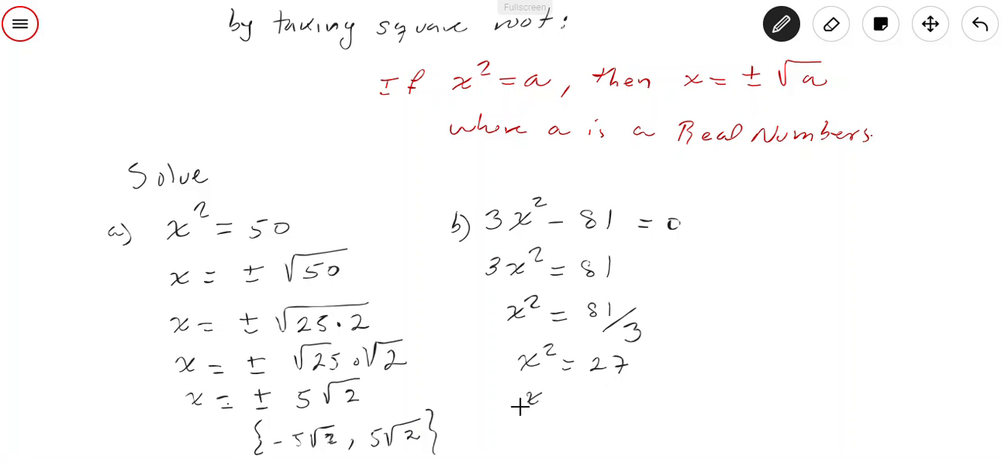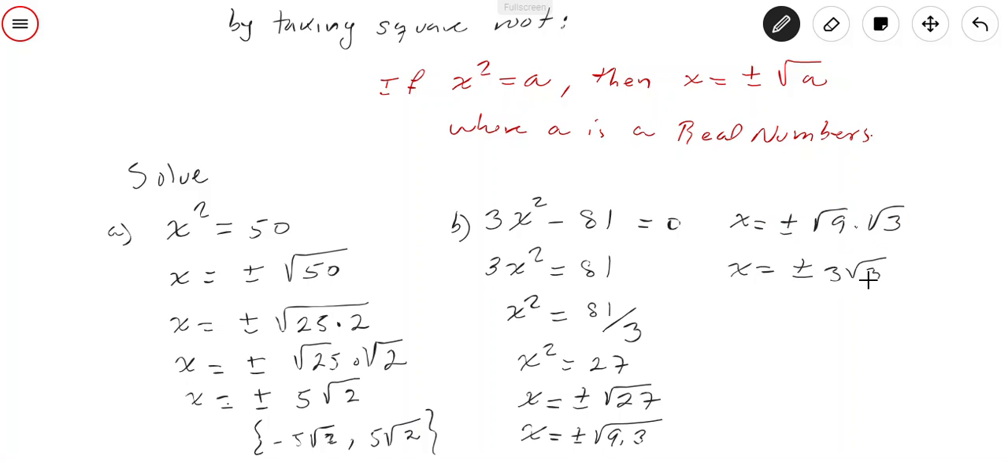So I say that x equals plus or minus the square root of 27. Again, 27 is not a perfect square number, but it contains a perfect square factor, 9. So x equals plus or minus the square root of 9 times the square root of 3. So x equals plus or minus 3 square root of 3. So I have two solutions in this case, negative 3 square root of 3 and positive 3 square root of 3. Those are the solutions of this quadratic equation.